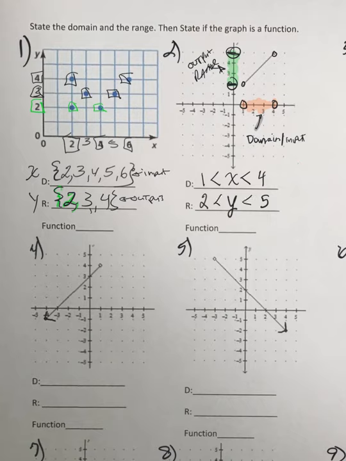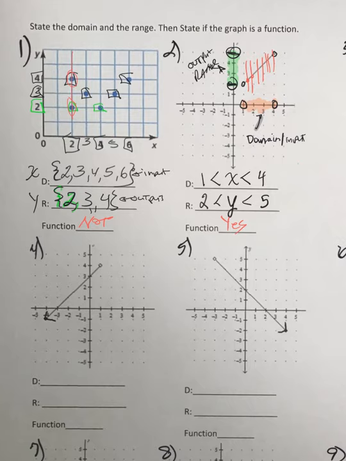And then we didn't go back and say if these are functions. If we go back to number 1, notice that if you drop a vertical line, it hits more than one time. So this is not a function because it fails the vertical line test. Here, no matter how many times you drop a vertical line, it's only going to hit one time. So it passes the vertical line test. So it is a function.